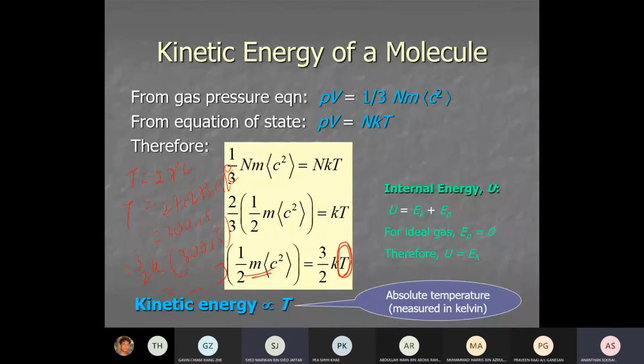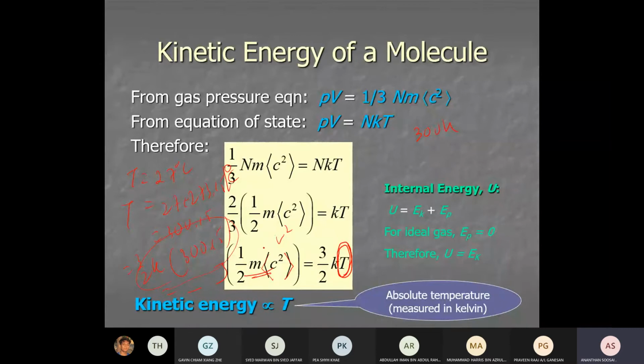So that means 1/2 m c squared is the same as 1/2 m v squared. The c squared is like the v squared. But why put mean? Because it's the average c squared, because every particle has a different velocity. So what we use here is the average, which we call mean square speed. You can take it like a v squared. So when the temperature is 300 Kelvin, this is the energy you have.